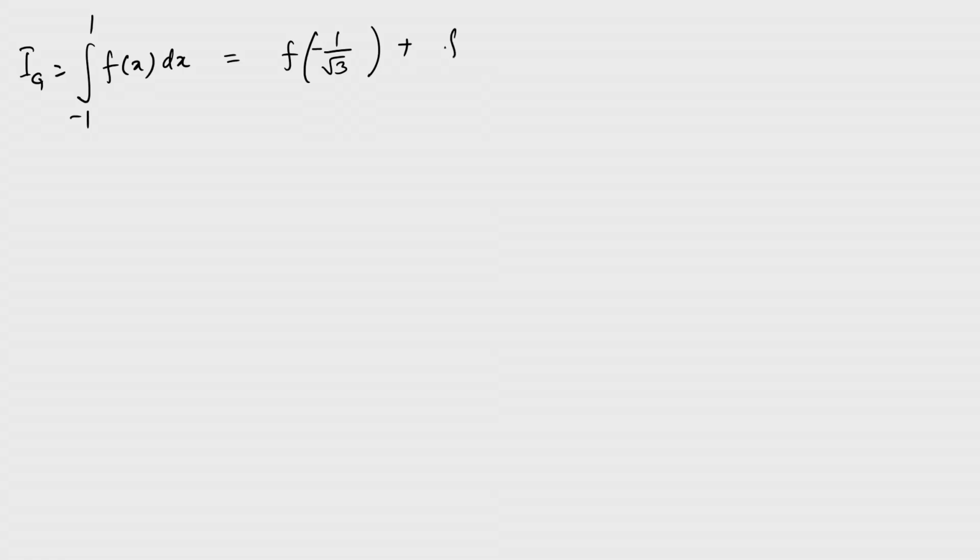So, this I g, for the Gaussian, it is the integral of f of x dx from minus 1 to plus 1, which is equal to f of minus 1 by root 3 plus f of 1 by root 3. So, if you add both of them at these sampling points, then you get this result which is more accurate, and one can test it.